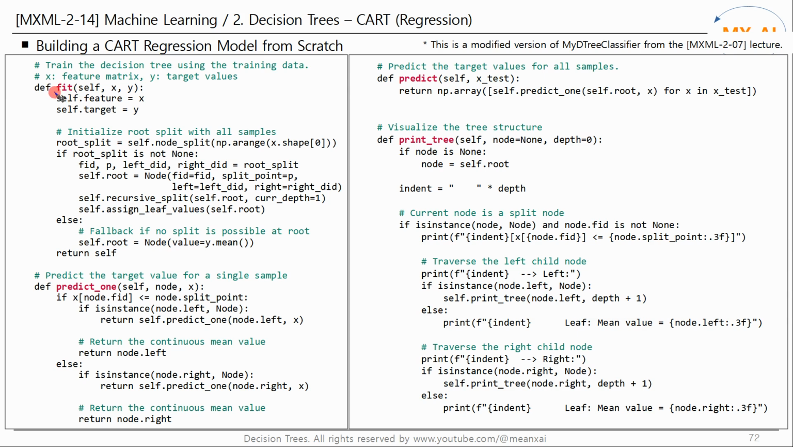Next, we implement the fit function to train the model using the training data. This function is exactly the same as the one used in the myDtree classifier. Finally, we implement the predict1 and predict functions to estimate target values for given samples. These functions are also identical to those used in the myDtree classifier. And with that, the myDtreeRegressor class is complete.